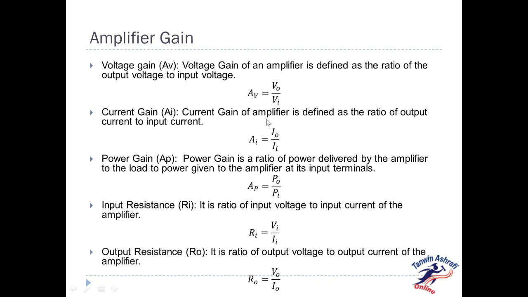Similarly, the current gain of the amplifier is defined as the ratio of output current to the input current, that is Io divided by Ii. Power gain is the ratio of power delivered by the amplifier to the load to the power given at the input terminal, so Po divided by Pi. Input resistance RI is the ratio of input voltage to the input current of the amplifier. Output resistance RO is the ratio of output voltage to the output current of the amplifier.